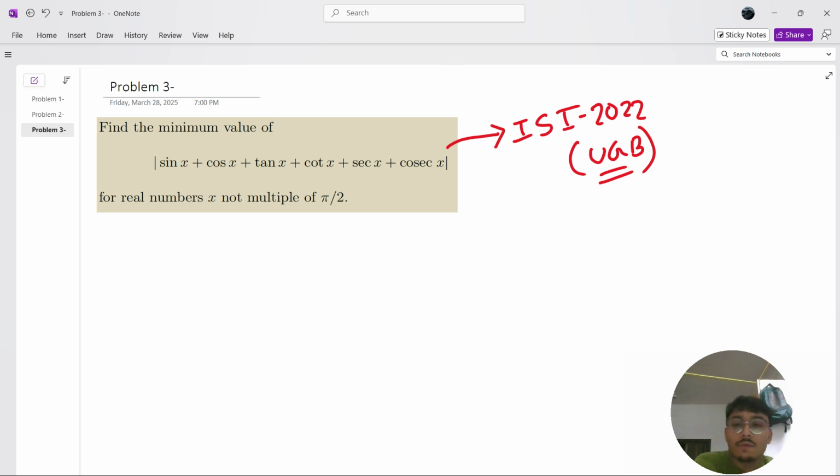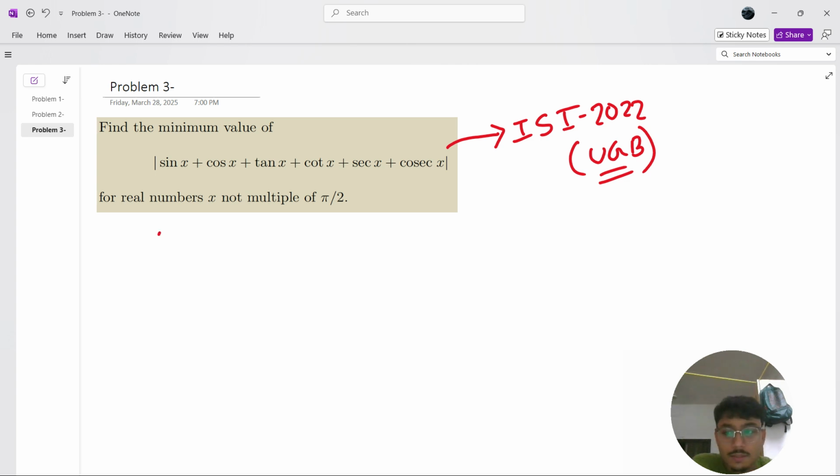Today's question is an interesting one. I was just looking back through one of my papers and found this. It has come up here as 2022 UGB, that is the second paper. This question: mod of sin x plus cos x plus tan x plus cot x plus sec x plus cosec x. We need to find the minimum value.